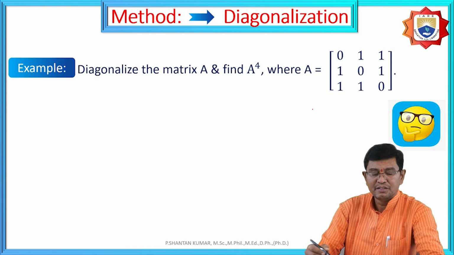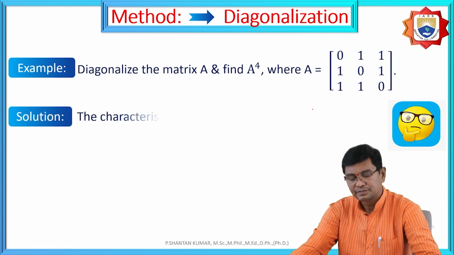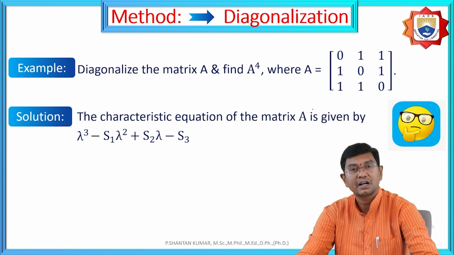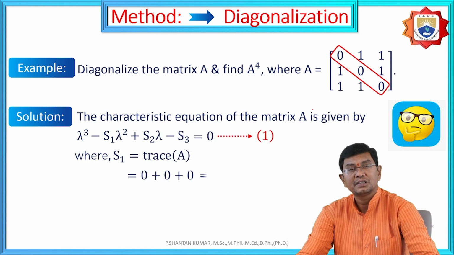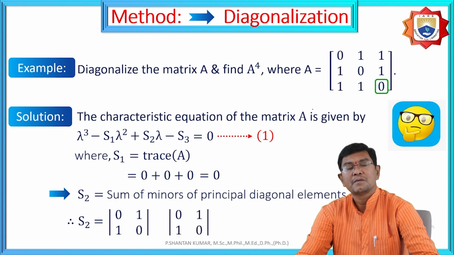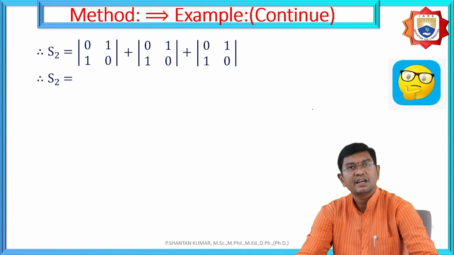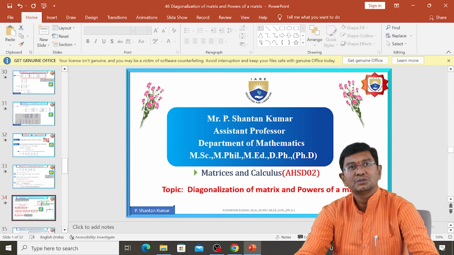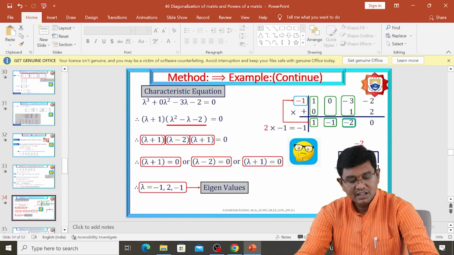And similarly, we need to find the diagonal matrix of A. First of all, we need to find the eigenvalues and also the eigenvectors. Here the eigenvalues are calculated according to these steps. And again, as we know, we find S1, S2, and also S3. The eigenvalues are clearly minus 1, 2, minus 1, by using any other methods.